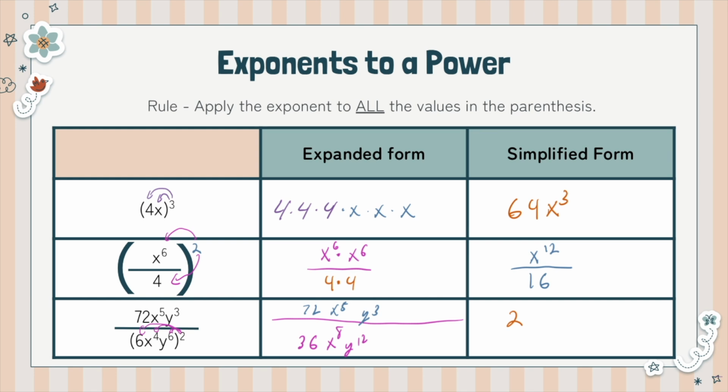All right, then we've got to figure out, does anything else go on the top, or does everything else go on the bottom? So we've got x to the 5th, x to the 8th. The 8 is bigger than the 5, so it's going to stay on the bottom with x to the 3rd. We've got y to the 12th, y to the 3rd again. The 12 is bigger than the 3, so the y to the 9th is going to stay on the bottom. So our final answer there: 2 in the numerator, x to the 3rd in the denominator, y to the 9th in the denominator. Now let's move on to the next example.